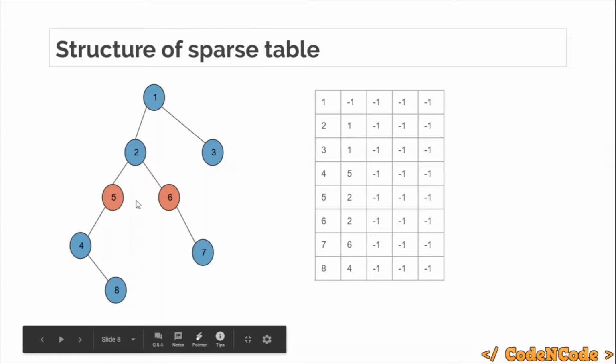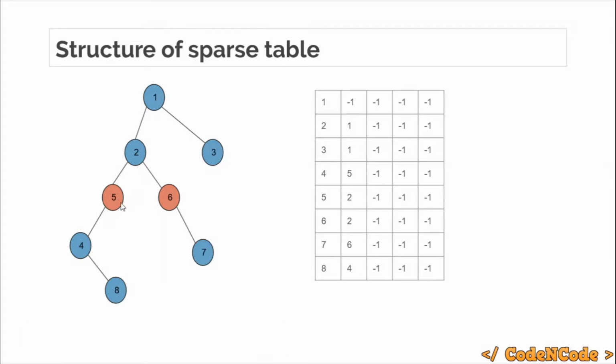Now this is the intermediary node. Now we would ask this node: who is your 2 raised to power 1th parent? The 2 raised to power 1th parent is this.